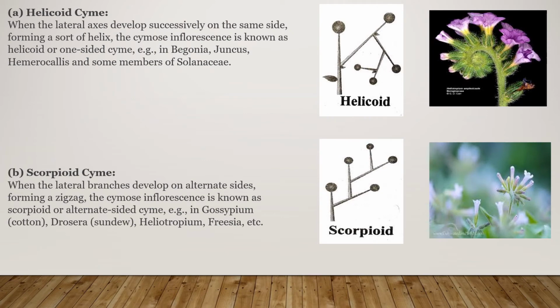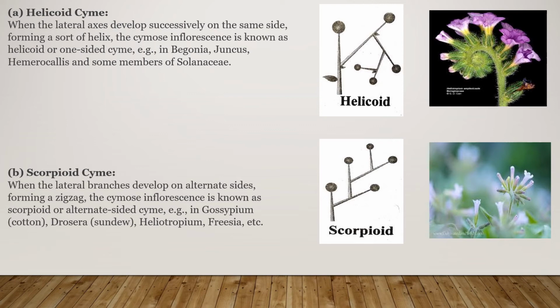In case of helicoid cyme, as you can see in the figure, the diagrammatic representation of the helicoid cyme is here, and you can see the actual flower of heliotropium. When the lateral axis develops successively on the same side, forming a sort of helix, the cymose inflorescence is known as helicoid or one-sided cyme. Examples are in Begonia, Juncus, Hemerocallis and members of the Solanaceae.